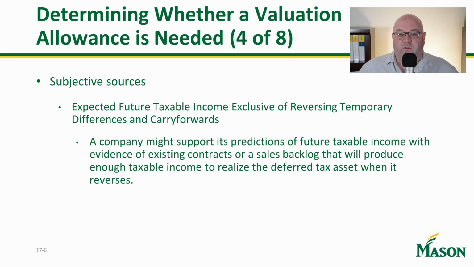So, basically, expected future taxable income exclusive of reversing temporary differences, or carryforwards. The company might support its predictions of future taxable income with evidence of existing contracts or sales backlog that will produce enough taxable income to realize the deferred tax asset when it reverses. Basically what this is saying is that I got to the end of the year and I have a bunch of contracts that I'm working on.